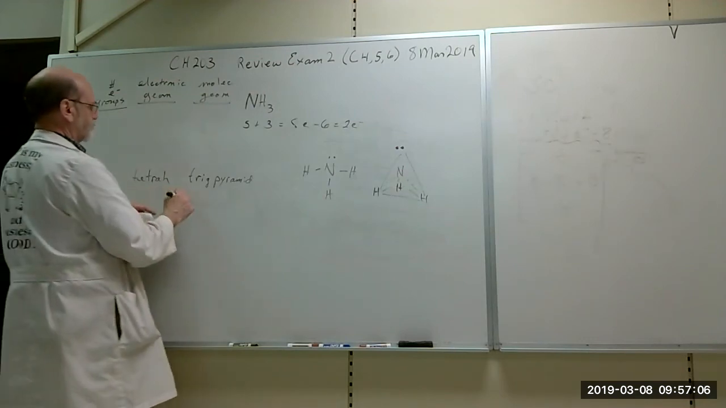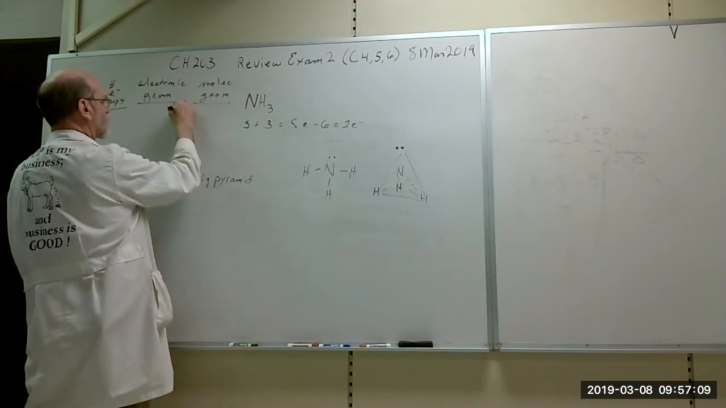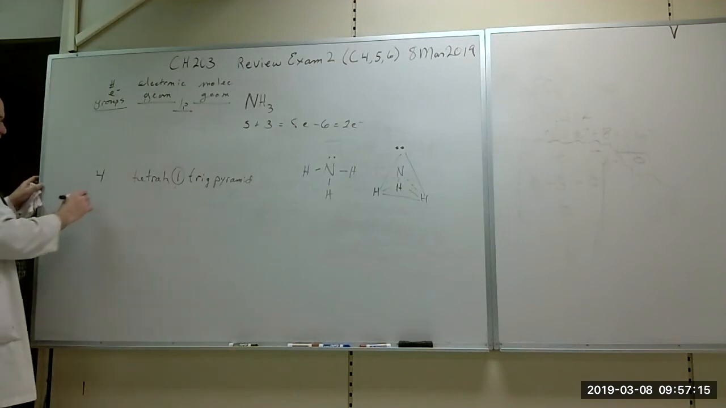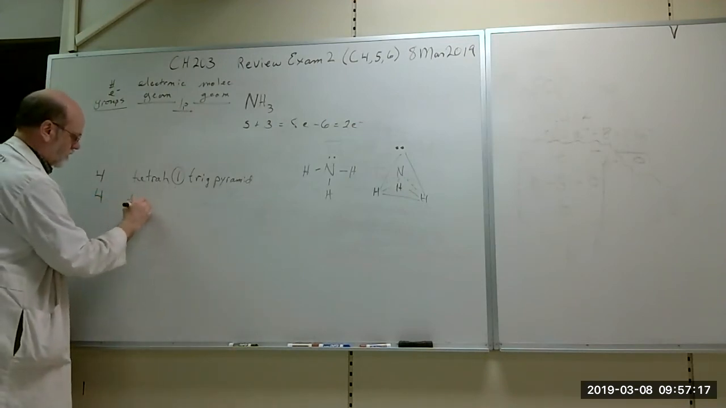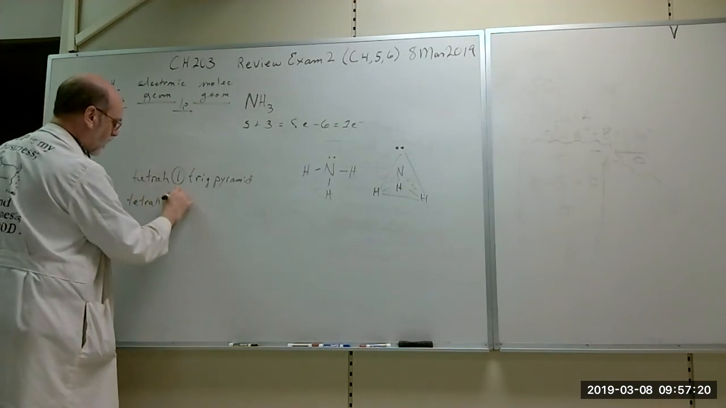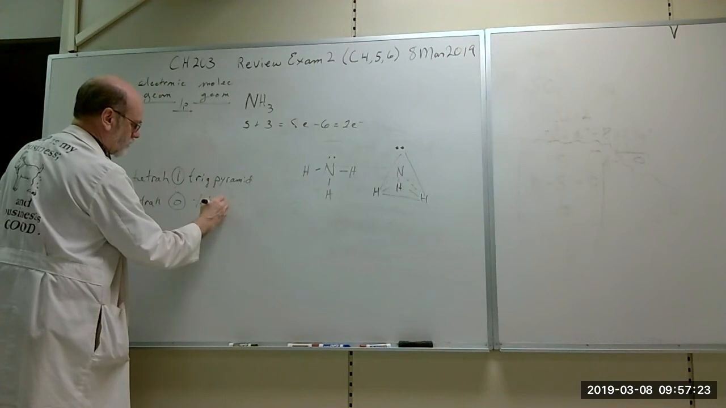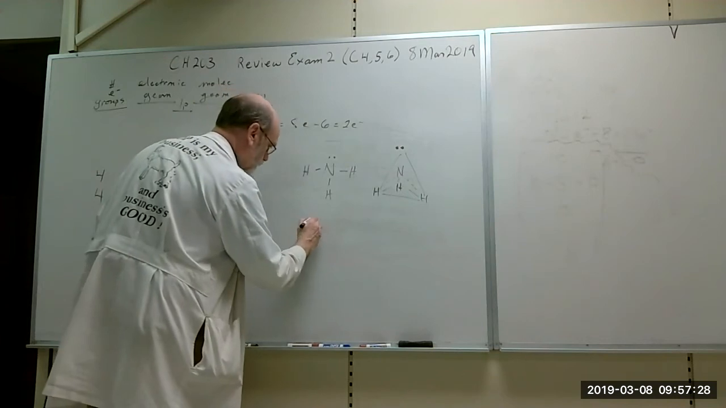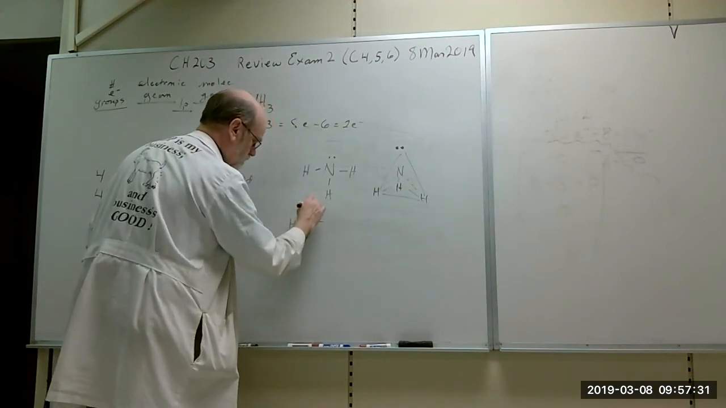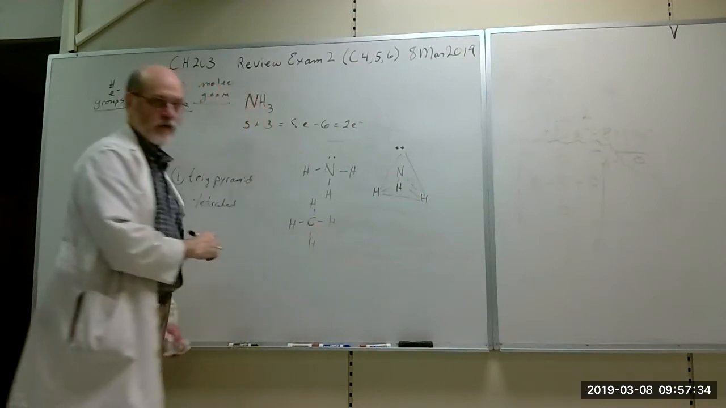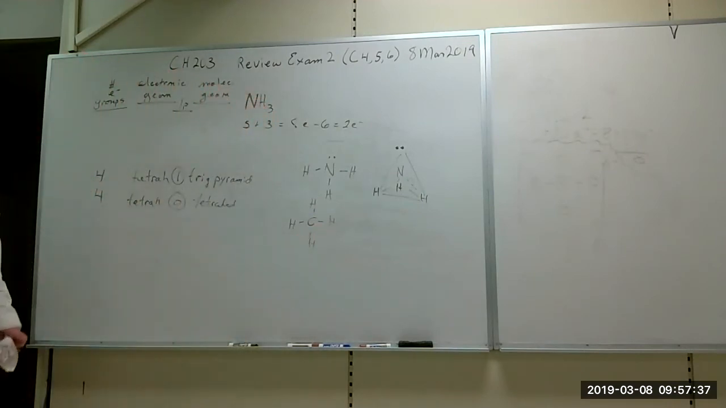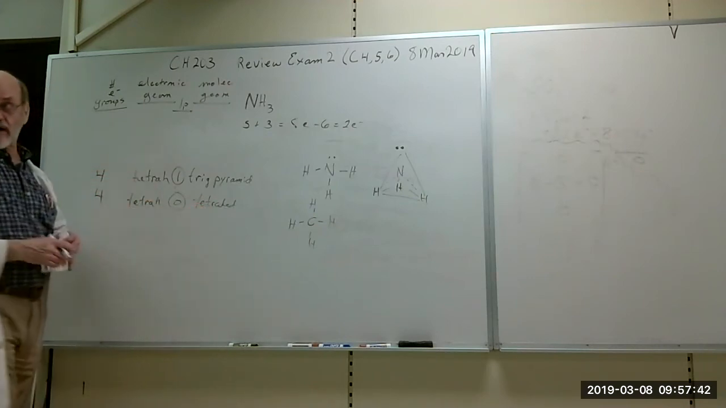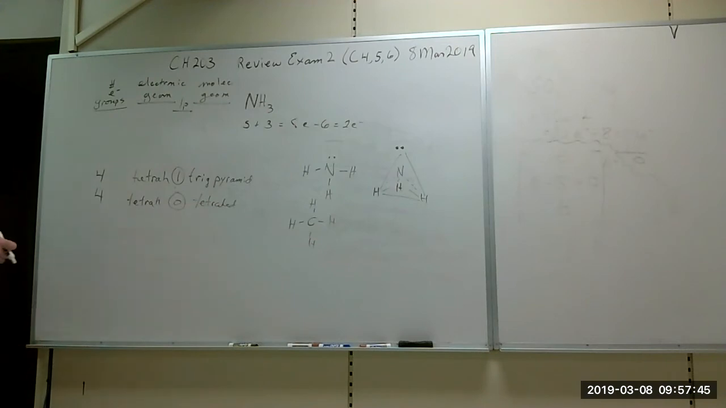And this is if you have one lone pair. If you have this one and no lone pairs, it's still tetrahedral. So what's an example of that one? A good example of that one is methane, CH4. There are no lone pairs. So the electronic geometry is the same as the molecular geometry. Okay?